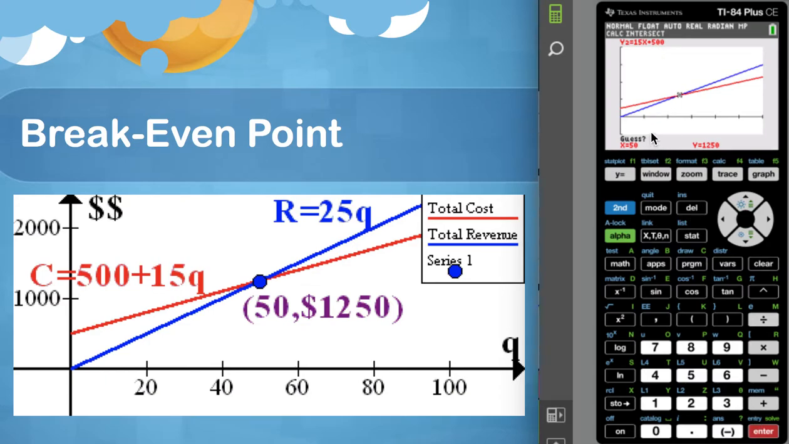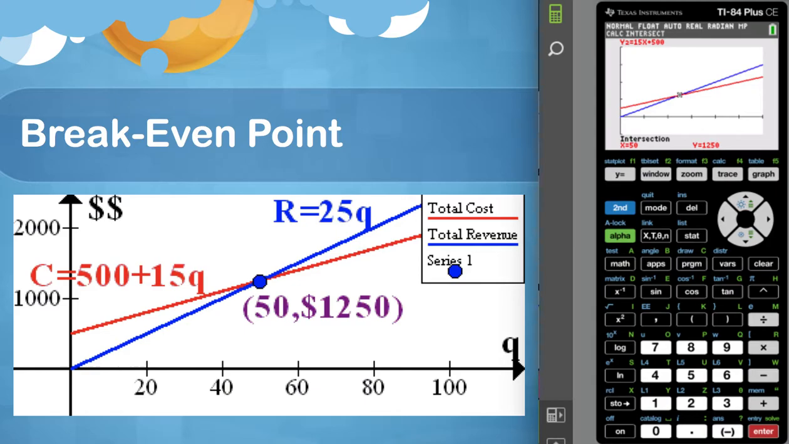Then I need to either move the cursor closer and press enter, or simply press enter to give an answer to guess. It will lock in on the intersection, which is at x equal 50, so 50 t-shirts, and the y, the revenue and the cost values, would be $1,250. That's how I'd use the calculator to find out the break-even point.